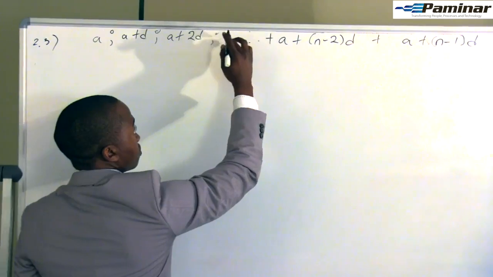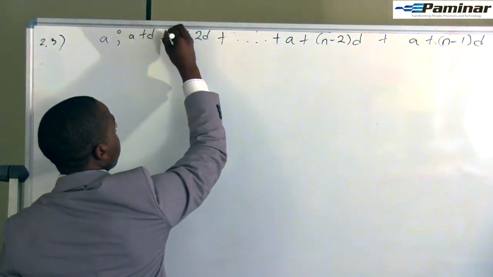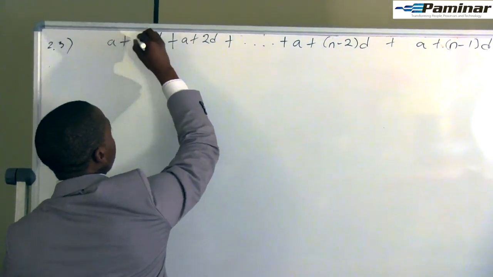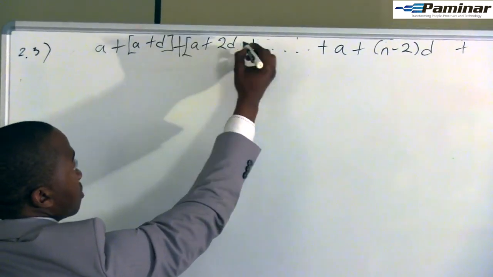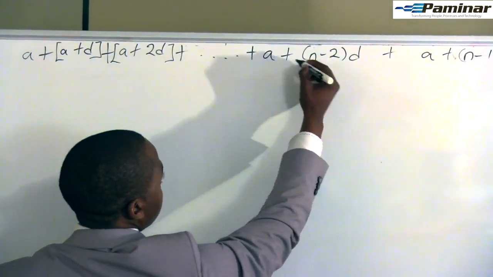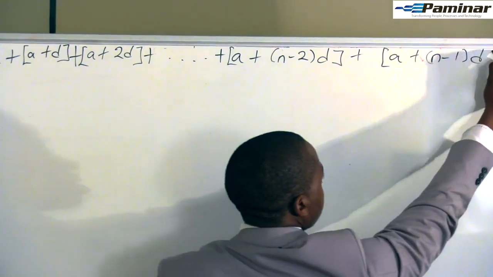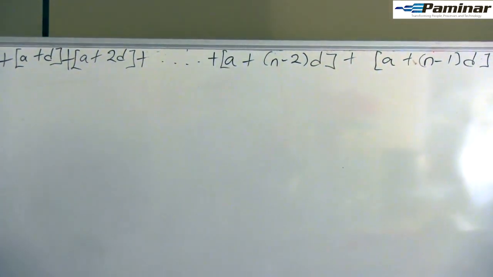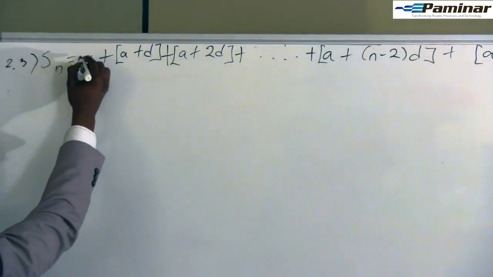Okay, so I was showing you the sequence. Let's say now we're trying to add all of them. And just to distinguish the two, let me put brackets for each term. Okay, so this would be your summation of n terms.